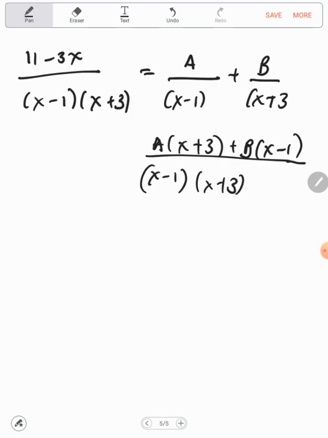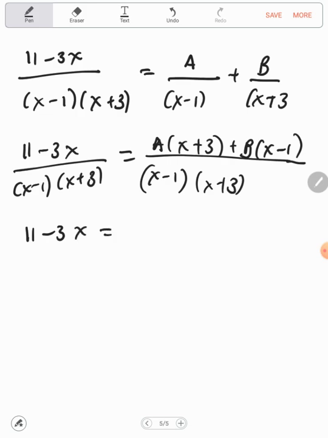Okay, so this is what we have. Then on this side, we have 11 minus 3x over x minus 1 and x plus 3. So what we notice here is that the denominators are the same. Therefore, even the numerators should be the same. So we have 11 minus 3x is equal to A times x plus 3 plus B times x minus 1. So then what remains is to determine A and B.